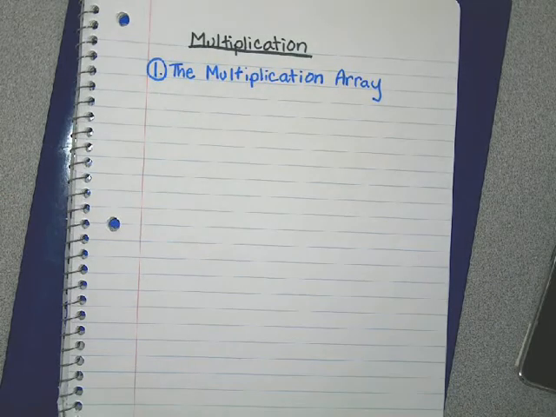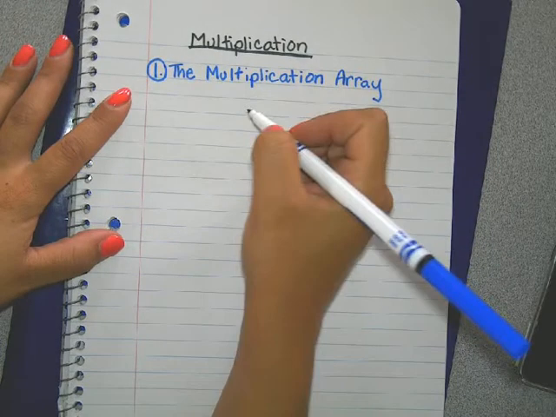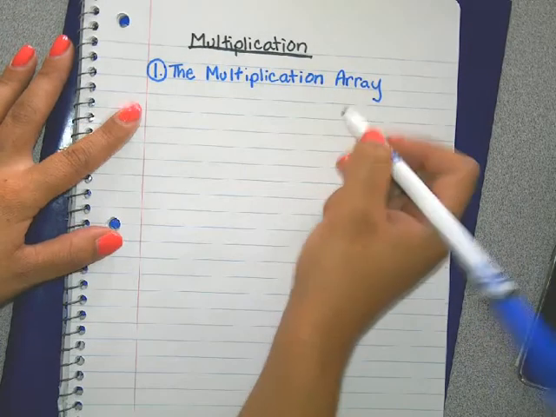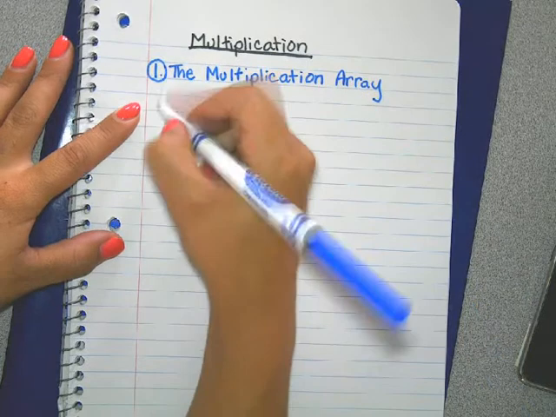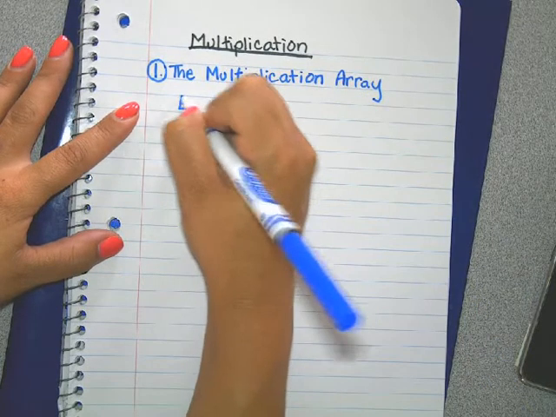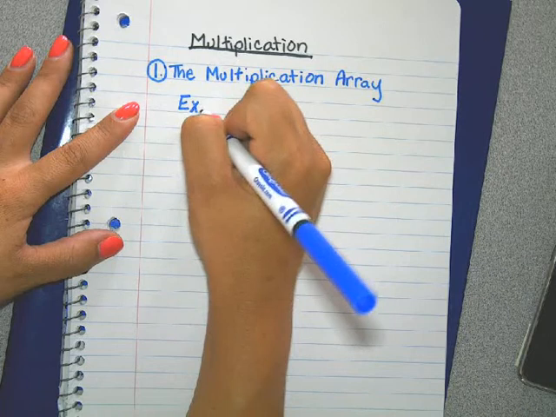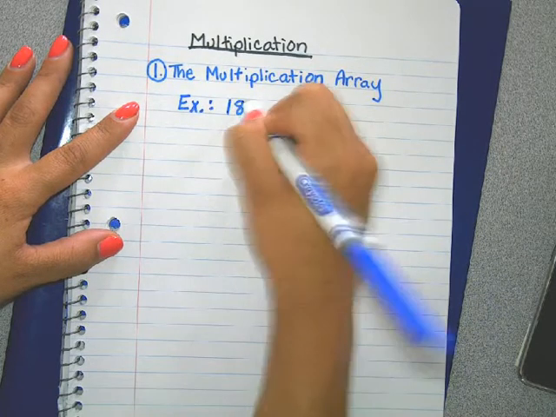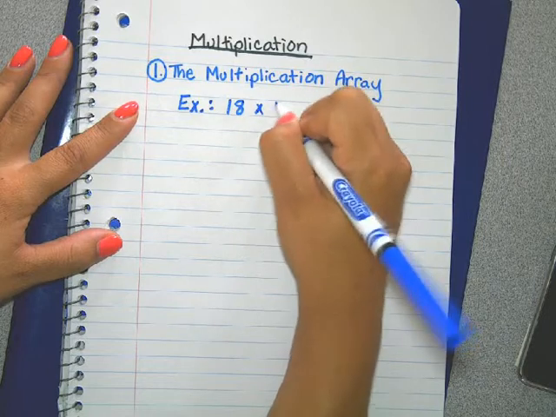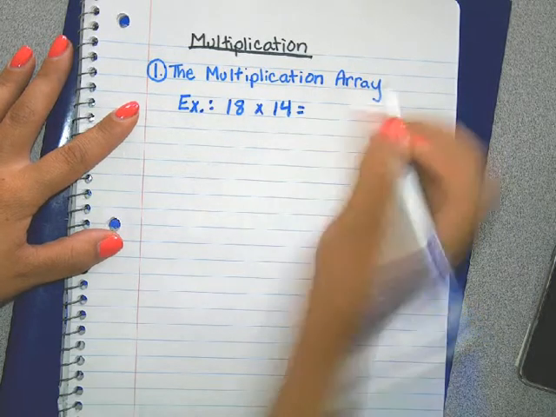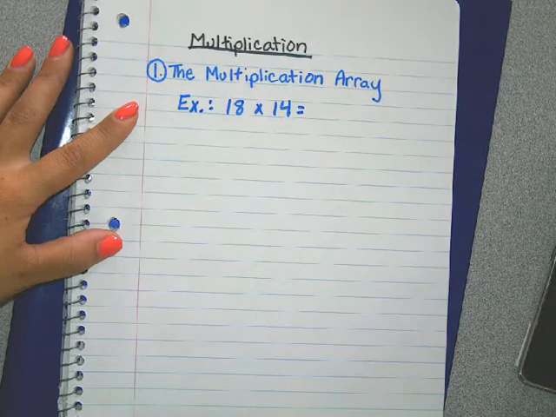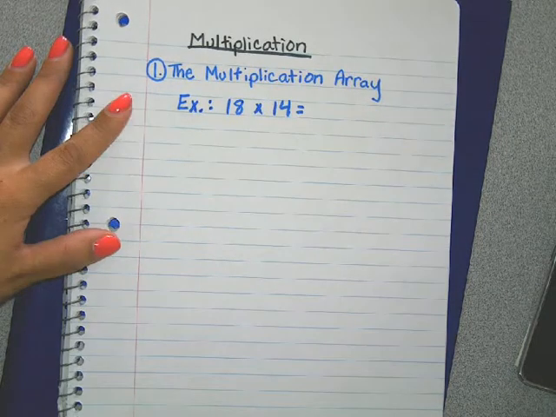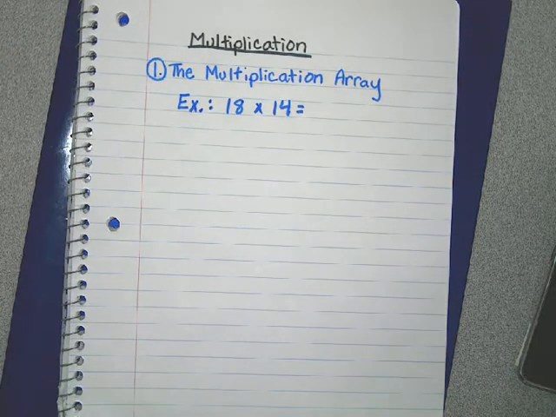Our example is going to be 18 times 14. I'm going to abbreviate example with EX. And we're going to say 18 times 14. That's a pretty simple one to start with, right? But it's good to use simple ones for our notes so we can really think about the steps, right?